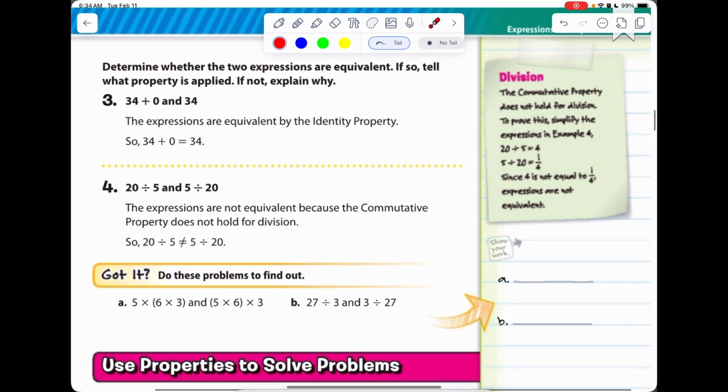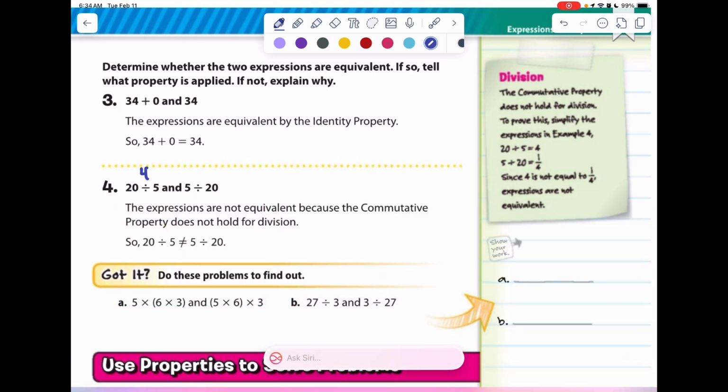Okay? 20 divided by 5 and 5 divided by 20. So here we reversed order. That's commutative property, except commutative property only works for multiplication and addition. It didn't say it worked for division. And if we were to work these out, 20 divided by 5 is 4, and 5 divided by 20 would be a decimal. So these are not equivalent.